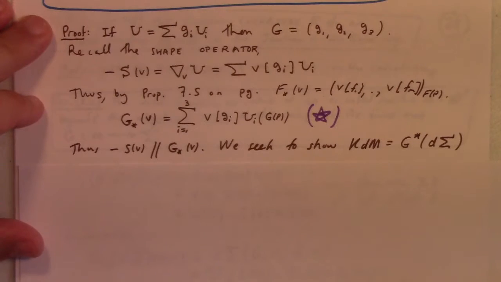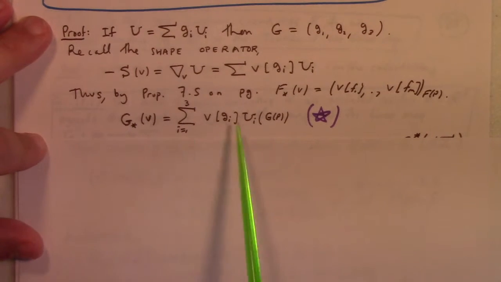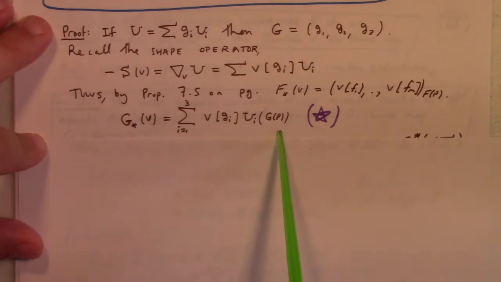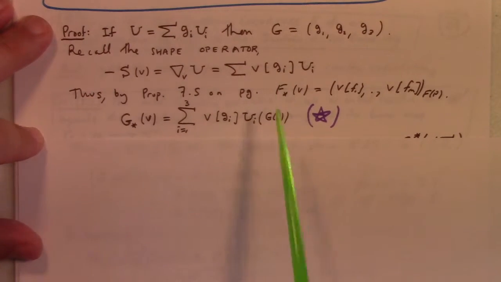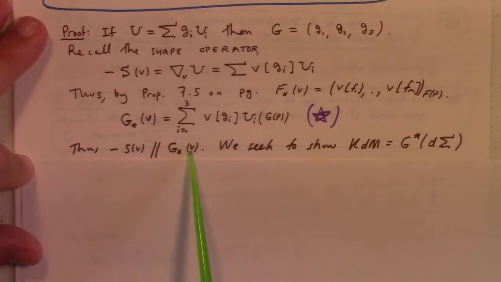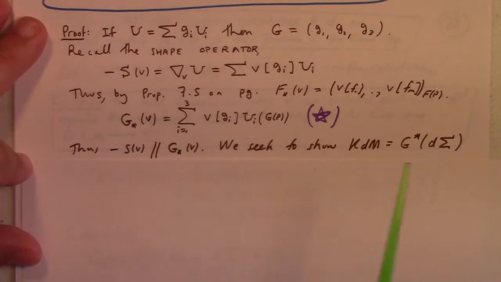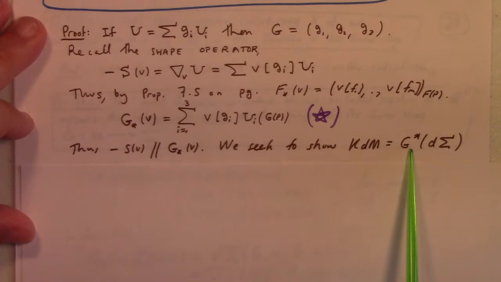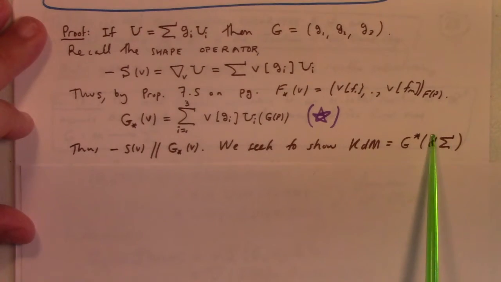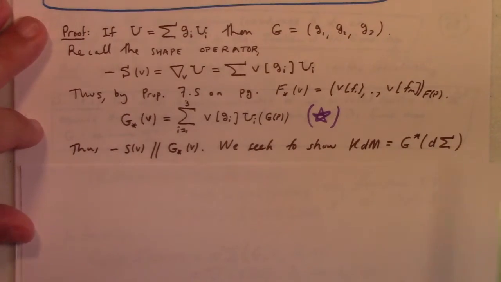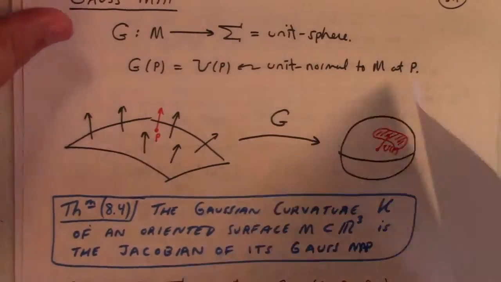All right. But what does that mean? Well, look at this. If you look at the star and at this up here, you can see that these are proportional. In other words, minus the shape operator acting on V is parallel to the push forward under the Gauss map of V. And we're trying to show that K dM is the pullback under the Gauss map of d sigma, the area form on the sphere. So we're trying to show the pullback of the area form on the sphere by the Gauss map is K dM on the surface.